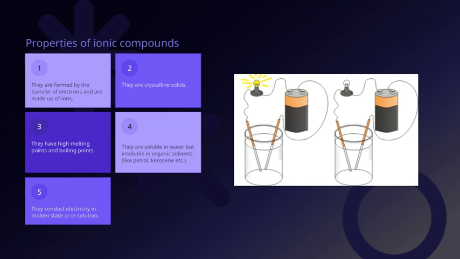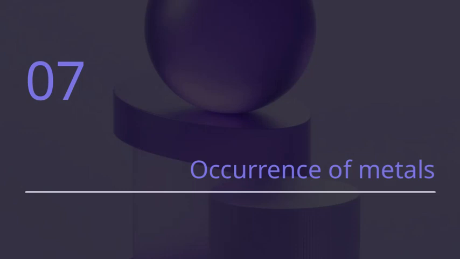change their state. Lastly, these compounds are formed through the transfer of electrons, resulting in ions, positively charged and negatively charged particles that are held together by electrostatic attraction. Understanding these properties helps us see how ionic compounds behave and why they are so important in various chemical and industrial applications. Now, let's take a closer look at the occurrence of metals.